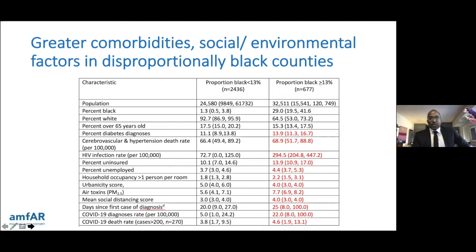We also saw in the urbanicity score, urbanicity was graded as 1 being most urban, 5 being least urban. So Black counties were more urban than other counties. We saw greater air pollution in Black counties. And we also saw that in terms of mean social distancing, that Black counties were less likely to social distance compared to other counties. And we also saw higher rates of COVID diagnoses in Black counties, as well as higher rates of COVID deaths.